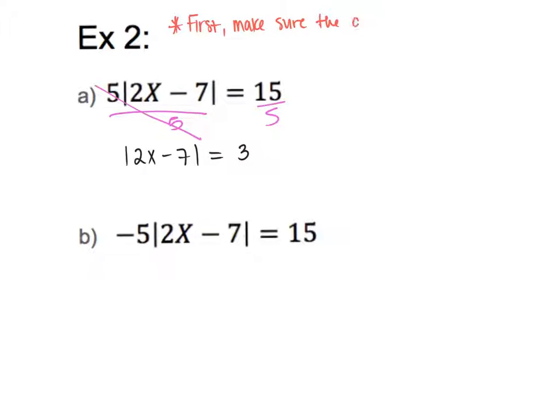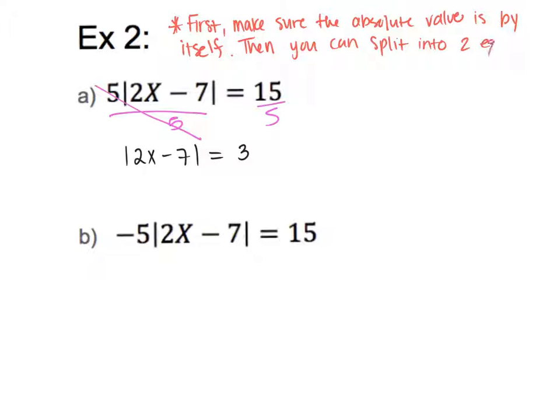the absolute value is by itself. Then you can split into 2 equations. But before you can do that, you have to make sure the absolute value is by itself. So now that it is, we can split it up into 2.